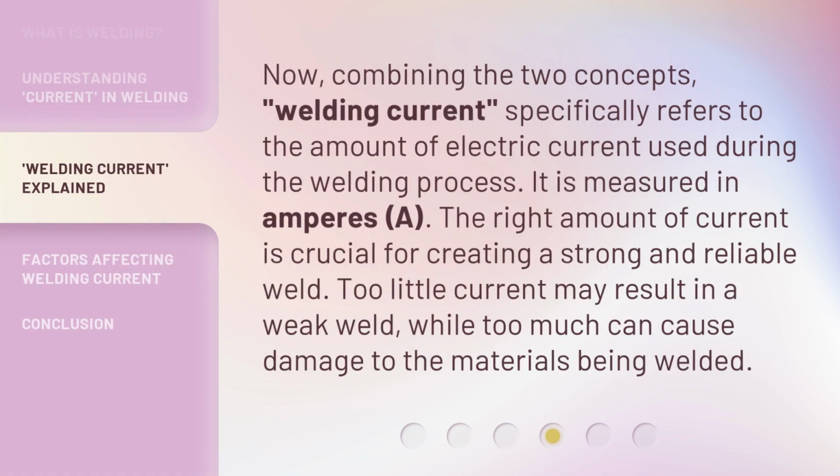Now, combining the two concepts, welding current specifically refers to the amount of electric current used during the welding process. It is measured in amperes, A. The right amount of current is crucial for creating a strong and reliable weld. Too little current may result in a weak weld, while too much can cause damage to the materials being welded.